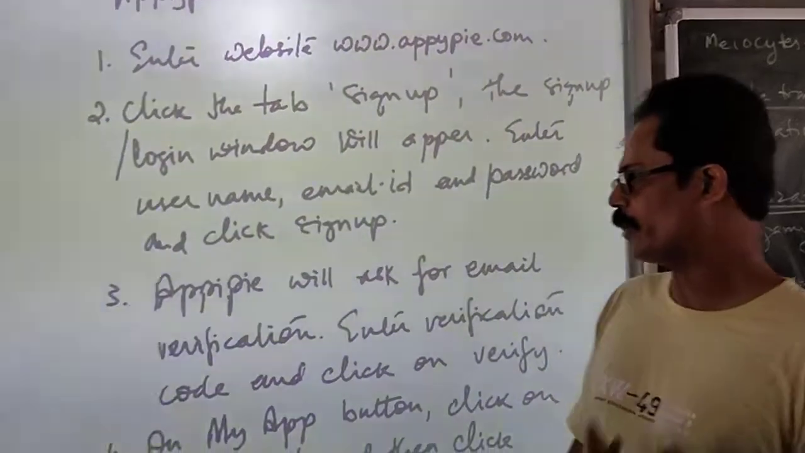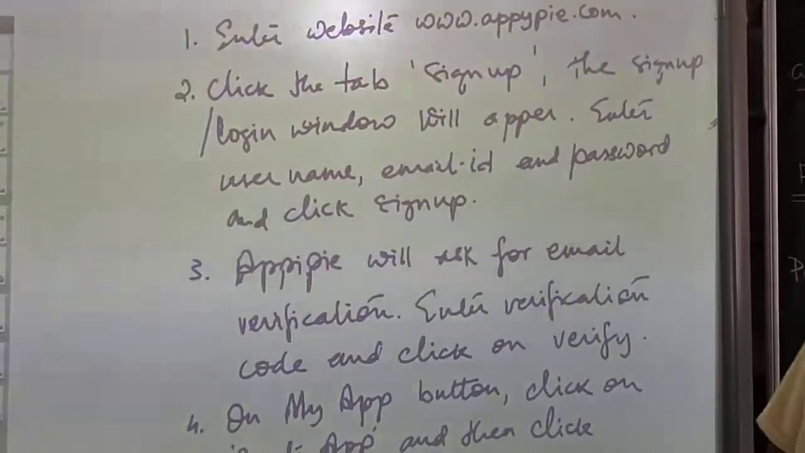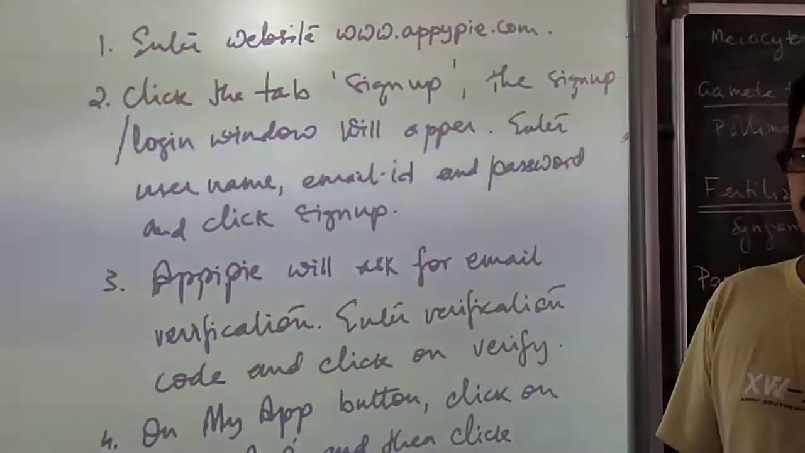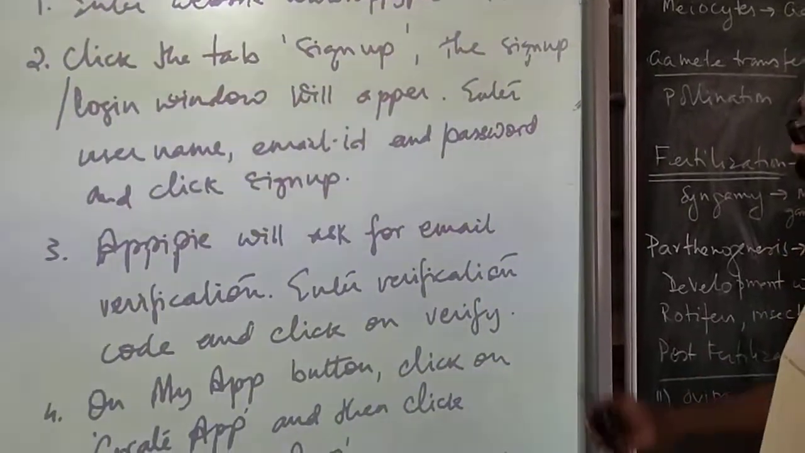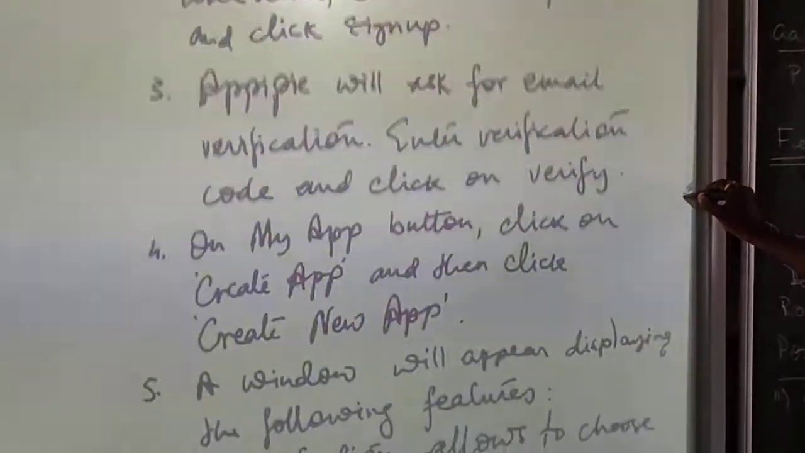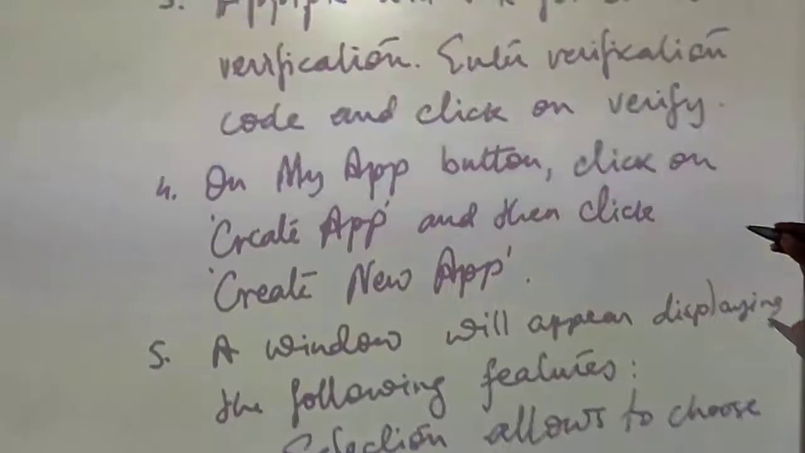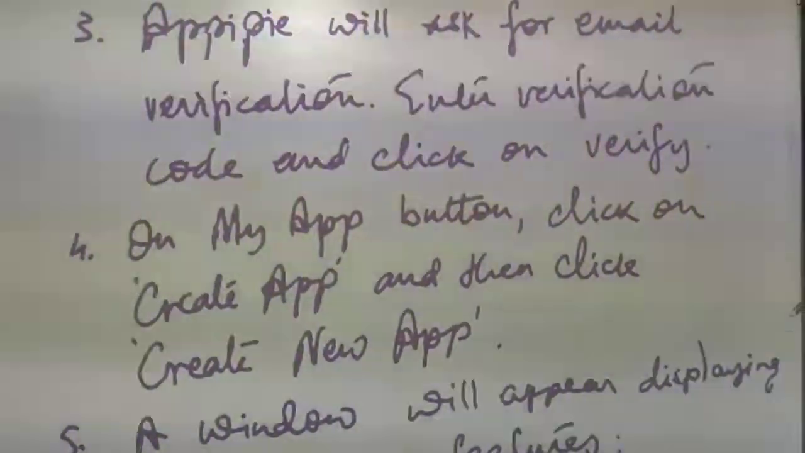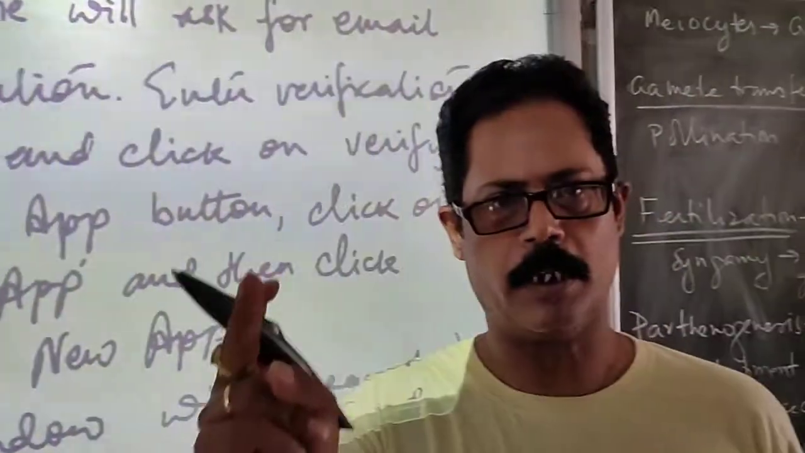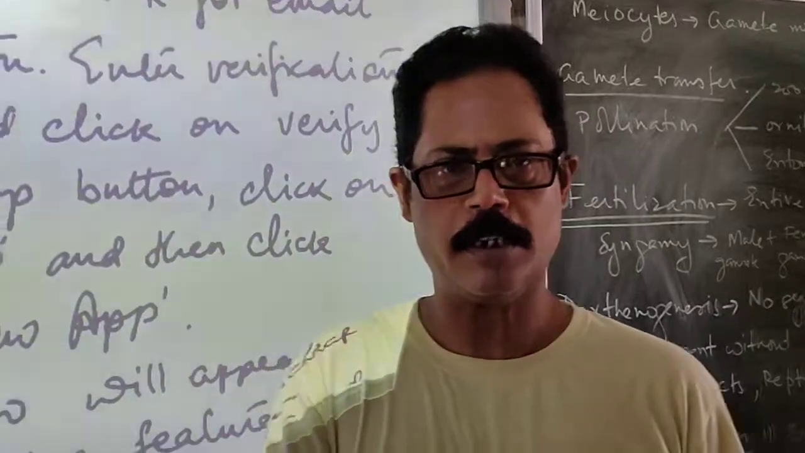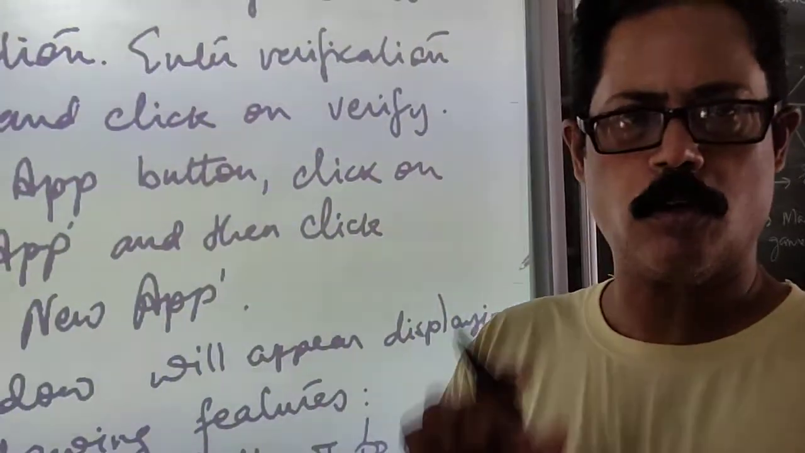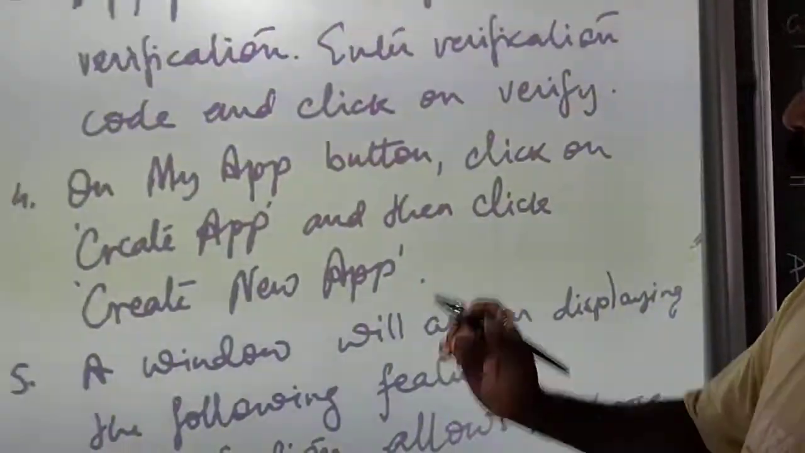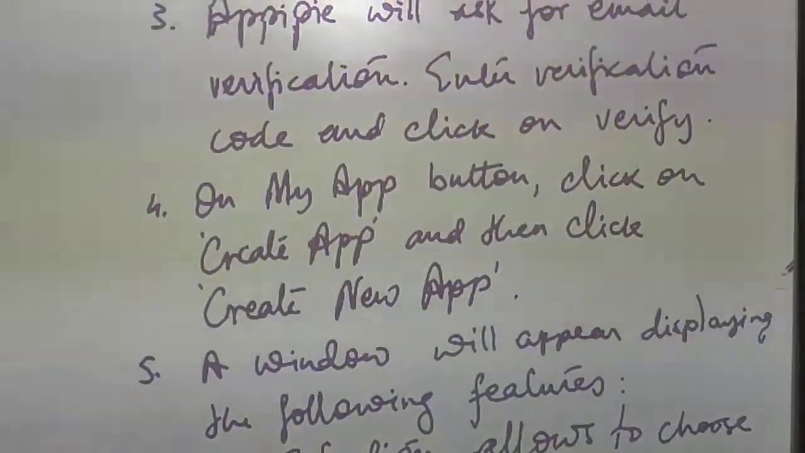The moment you click on sign up, Appify will ask for email verification. You go back to your email ID, and from there you have to verify. So enter the verification code. This code will be sent to your email ID. So go back to your email ID, copy that code and paste it, and then click on verify.